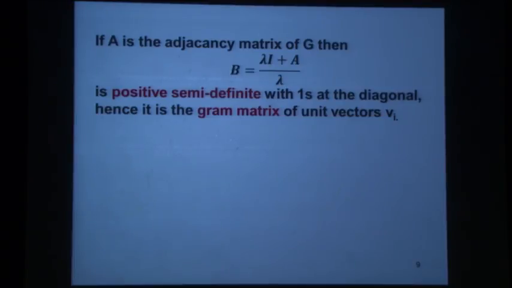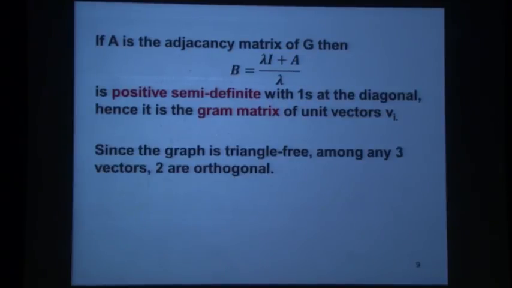So now we have 1s in the diagonal, and we have 1 over lambda everywhere where we had an edge before. So this is positive semi-definite, and because of this, it is the Gram matrix of some other vectors. So we can take a square root, and the rows of the matrix that is the square root, these are vectors. Now you see, because the graph is triangle-free, whenever we have 3 vectors, then if we look at the corresponding places in the matrix, at least in one place we see 0, because there is no triangle. So it means that 2 of these vectors are orthogonal.